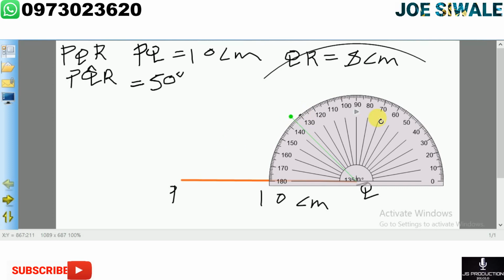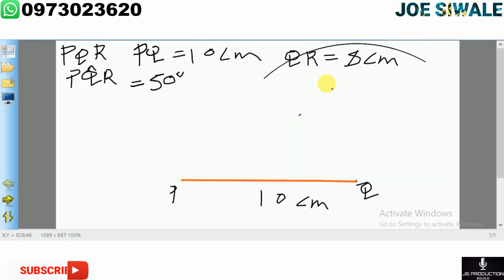So that represents 50 degrees. And for me to find point R, I'm going to draw a line that is going to pass through this point and that's going to touch this arc. So let me put my compass back. I extend this line. Okay, then now I can draw my line.